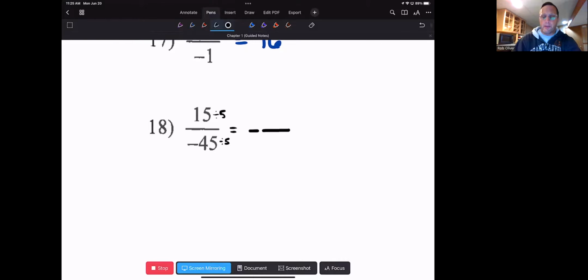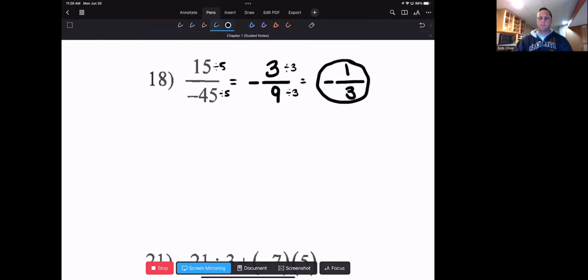So 15 divided by 5 is 3. And that's where I was getting the 3 from. And then 45 divided by 5 is 9. And then you'll notice that can still be reduced by 3. So we're going to write -1/3. That's it for that one.